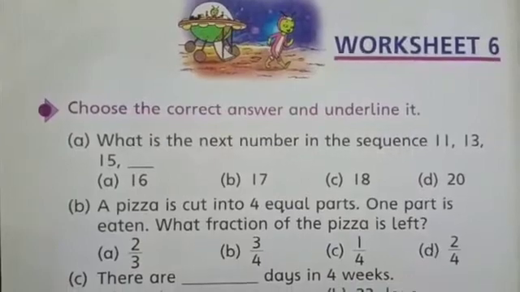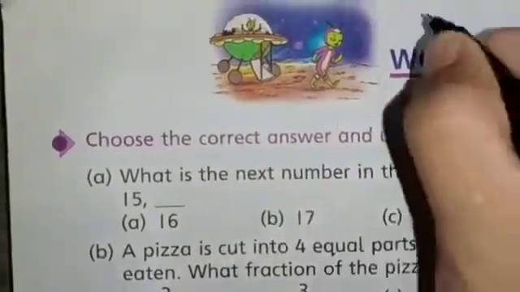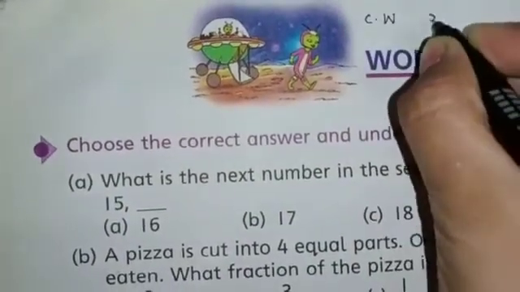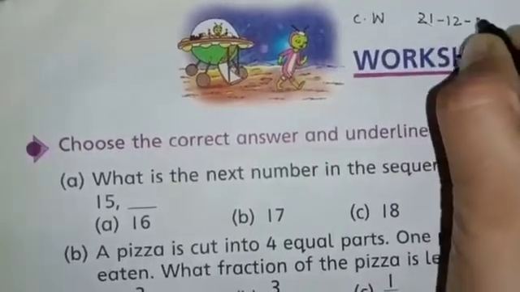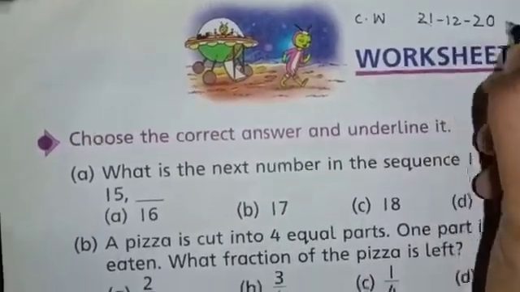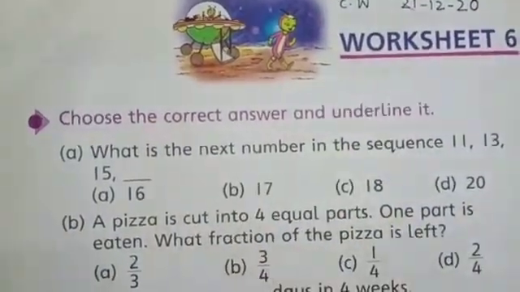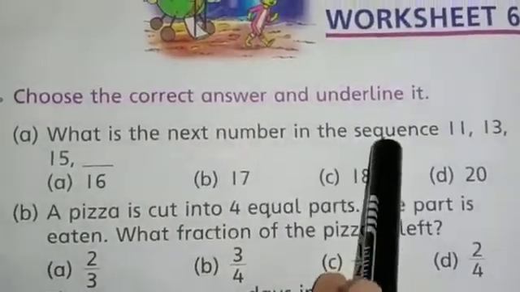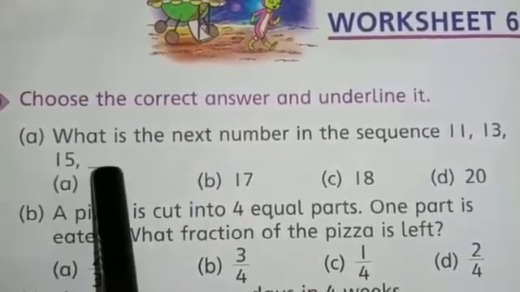First of all, we will write here Classwork and Shorted, that is 21st December 2020, on the top of the page. Question is, choose the correct answer and underline it. A part is, what is the next number in the sequence? It's 11, 13, 15 and next.